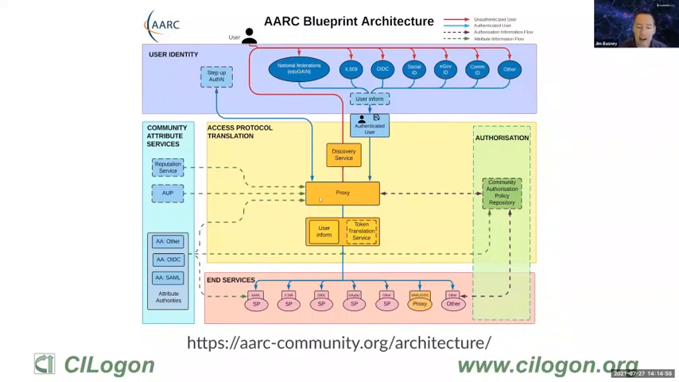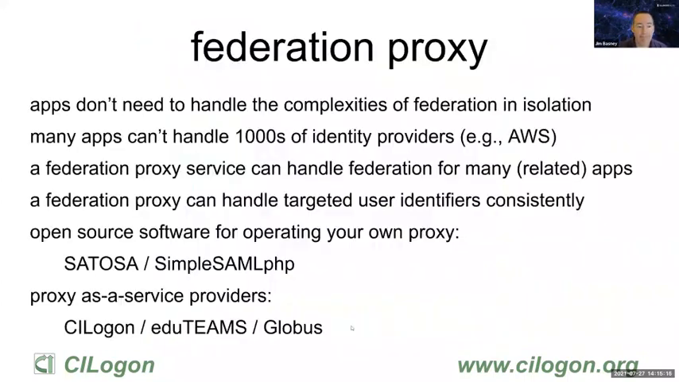And then providing a token translation service as needed, providing those interfaces to the different services if they need SAML assertions, X509 certificates, OIDC tokens, et cetera, so that the end services of the research collaboration provide a consistent identity experience for the researchers. And so this is more about the role of the federation proxy in words.